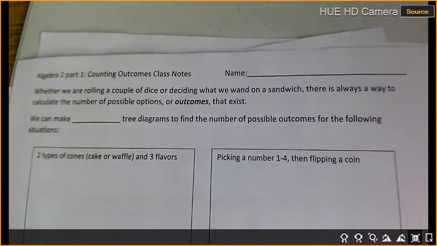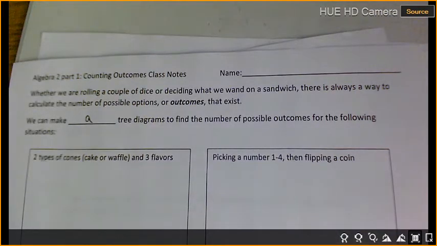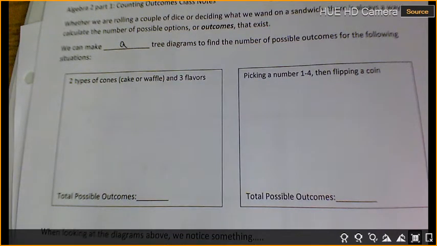So, all about probability. Whether we are rolling a couple of dice or deciding what we want on a sandwich, there is always a way to calculate the number of possible options or outcomes that exist. We can make a tree diagram to find the number of possible outcomes for the following situation. This is kind of similar to what we did for the warm-up, but we're going to do a tree diagram instead of making the little squares and figuring out where things go, okay?